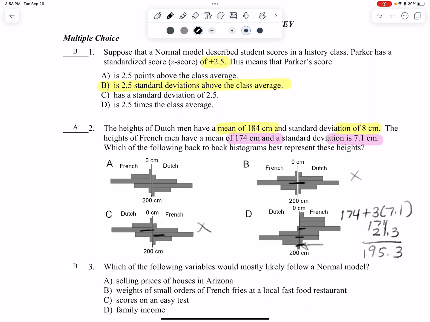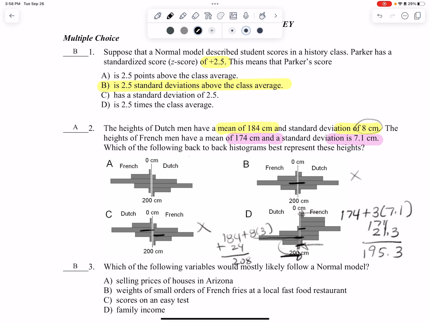I'm going to have the same thing here for the French. But the Dutch, the Dutch is higher, and you can see that that's potentially here. But then the standard deviation is 8. So if I'm here at 184 and I'm adding 8 times 3, that's 24, and that gets me about 208, which would bring me out here. And clearly, that's just not the right one.